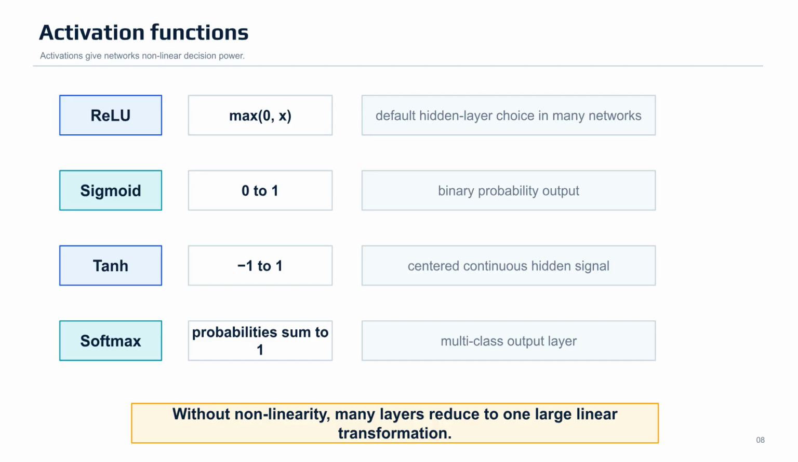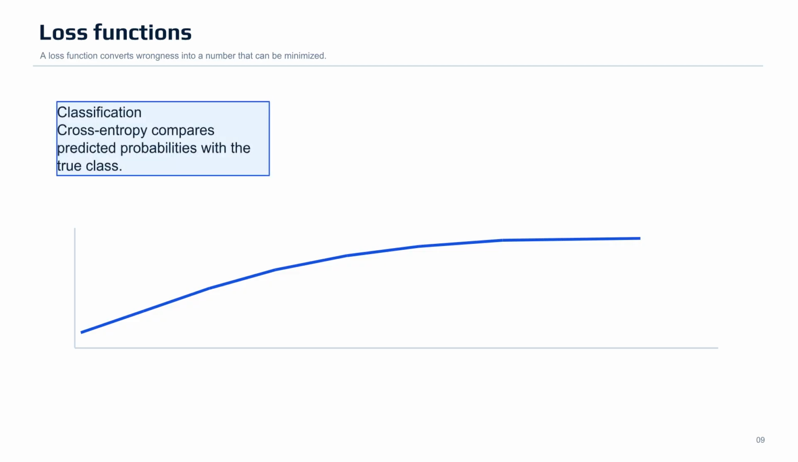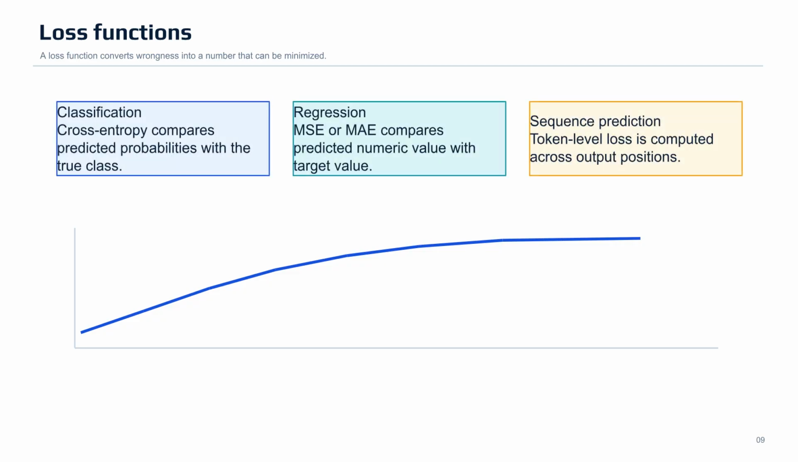Activation functions are essential for giving networks their decision-making power. Common choices like ReLU, sigmoid, tanh, and softmax serve different purposes, from hidden layer transformations to producing specific types of outputs. Loss functions quantify the model's error, providing a value that optimization algorithms can minimize. Whether it is classification, regression, or sequence prediction, training focuses on steadily pushing this loss downward over time.